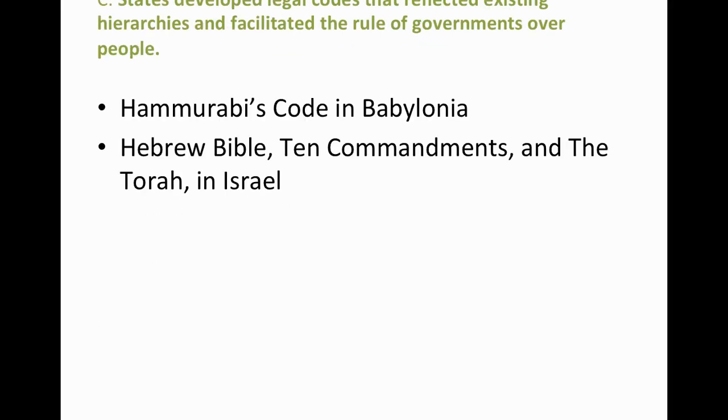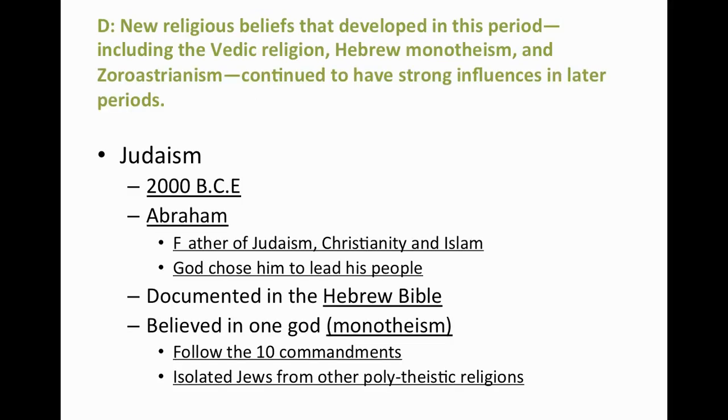All right, substrand C, states developed legal codes that reflected existing hierarchies and facilitated the rule of government over the people. Hammurabi's Code in Babylonia, the Hebrew Bible, the Ten Commandments, and the Torah in Israel. All right, new religion, substrand D. Beliefs that developed in this period, including the Vedic religion, right, early Hinduism, Hebrew monotheism, and Zoroastrianism, continue to have strong influences in later periods.